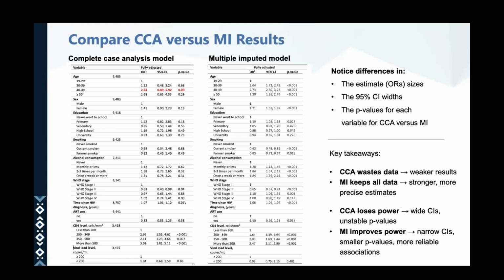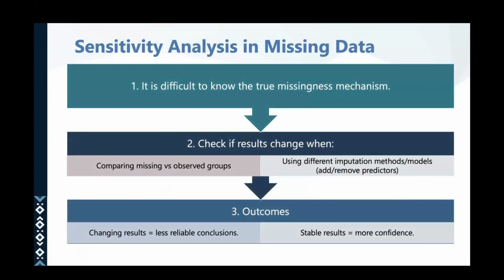And the complete case analysis, because of a reduced sample size, you have lower power, wide confidence intervals, p-values that are quite unstable, as we can see here. The multiple imputation, we have improved power, confidence intervals tend to narrow, and you have p-values that are more statistically significant and associations that are more valid in terms of the effect sizes. So I think you now have a very good sense of how this works.